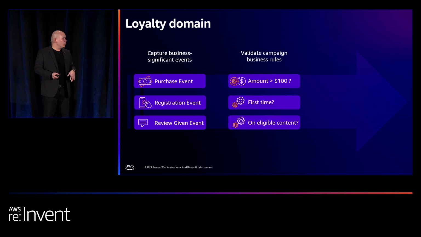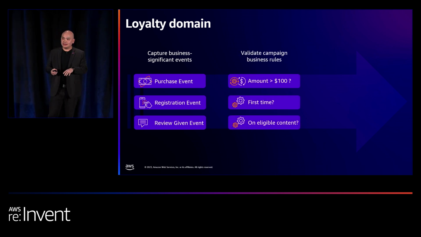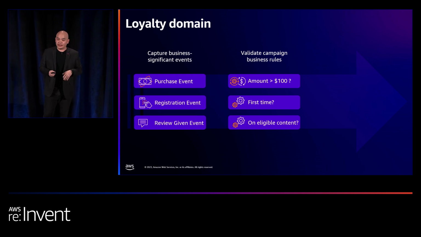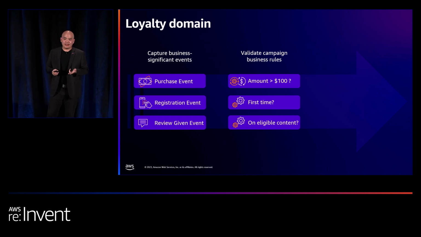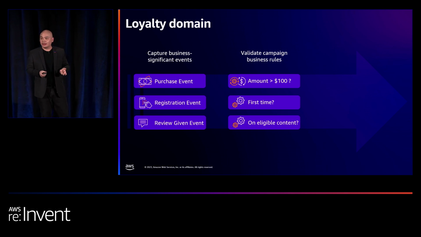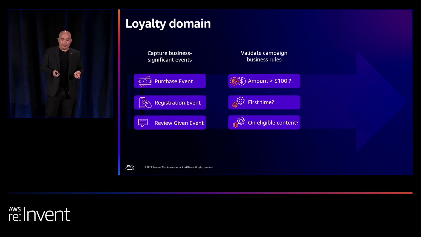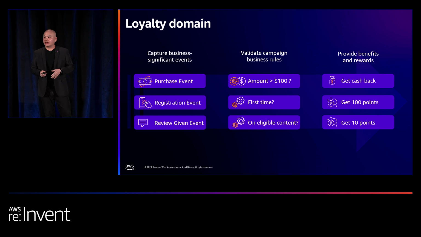And after that, once the event has been captured, the loyalty domain needs to verify if it matches the campaign business rules. For example, in our use case, the purchase event, if the amount is more than $100, or the registration is the first time, or the review has been given on eligible content. And after that, the loyalty domain is going to trigger the action to provide the benefits or the reward to the customer.